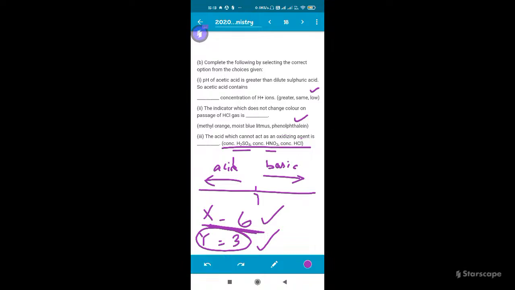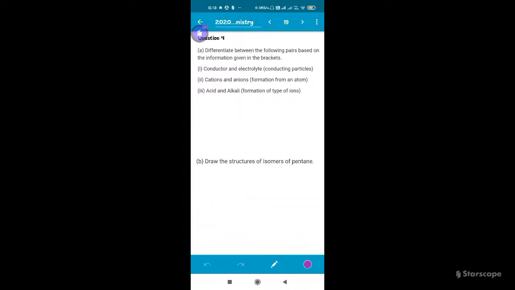So the answer is concentrated HCl. This is the answer. It cannot act as an oxidizing agent. But on the other hand, both concentrated H2SO4 and HNO3, they can both act as oxidizing agents. A very simple question. I hope it is clear. Let's move on to another question.